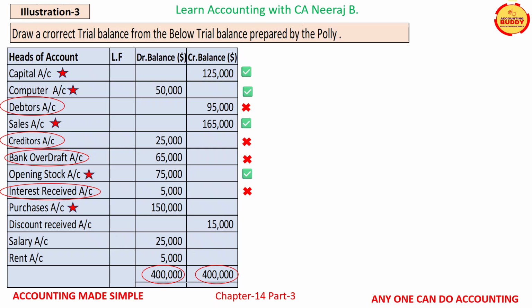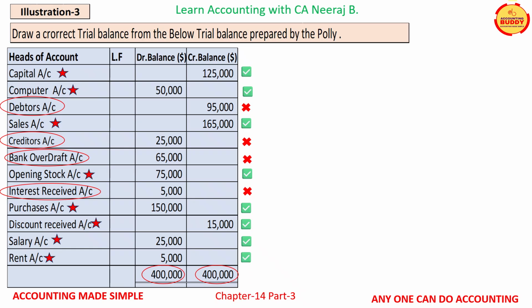Purchase account being the business expense is correctly placed in the debit column. Discount received for $15,000 being the business income is correctly placed in the credit column. Salary account being the business expense is correctly placed in the debit column. Similarly, rent account represents the business expense and it is also correctly placed in the debit column.